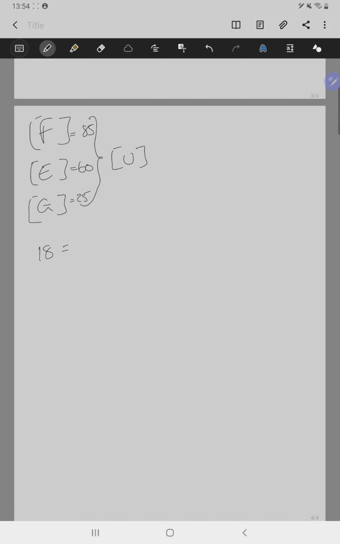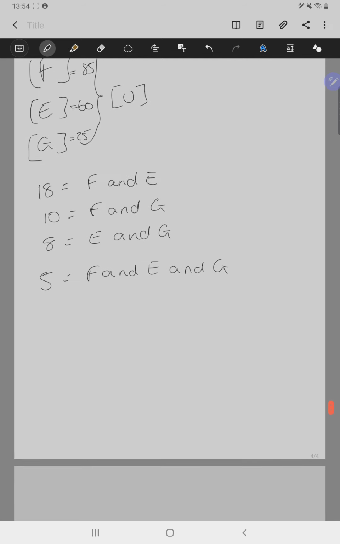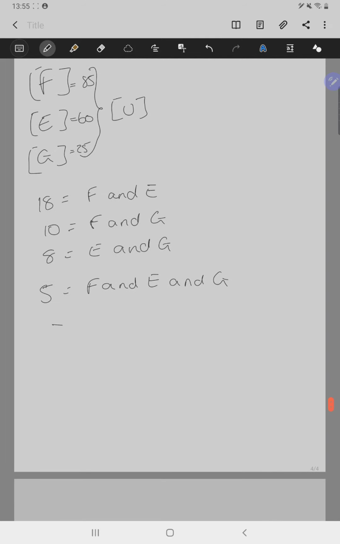There are 18 people studying both French and English, 10 studying French and German, 8 studying English and German, and 5 studying all 3. So French, English, and German all together. Okay, let's fill this in now onto a Venn diagram.